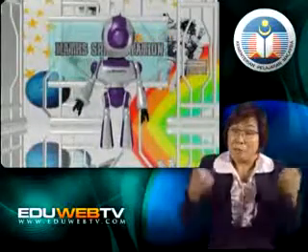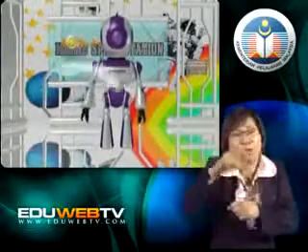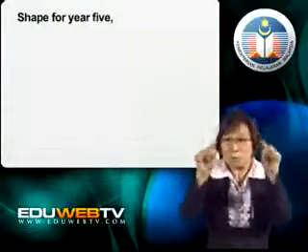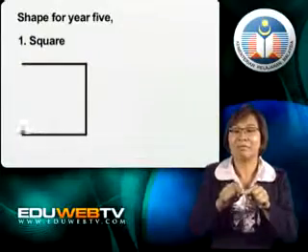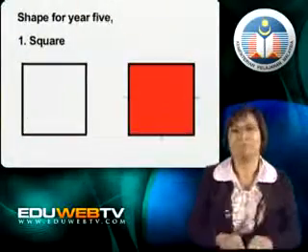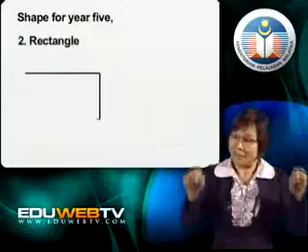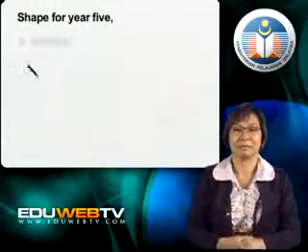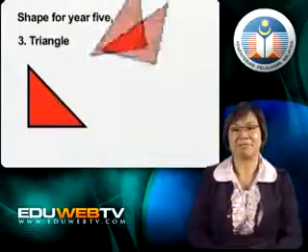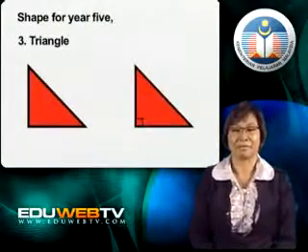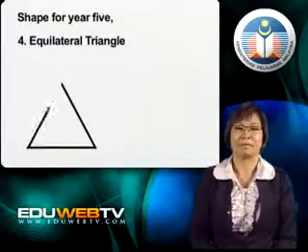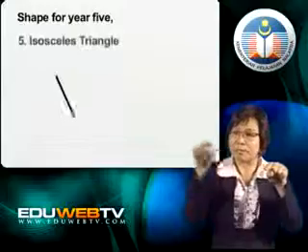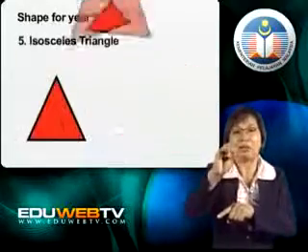So many shapes to remember? Don't worry. For year 5, you only need to remember the shape of a square, rectangle, triangle, equilateral triangle, and isosceles triangle.